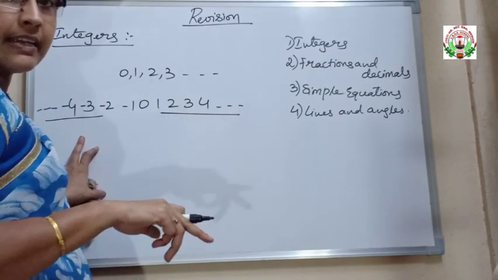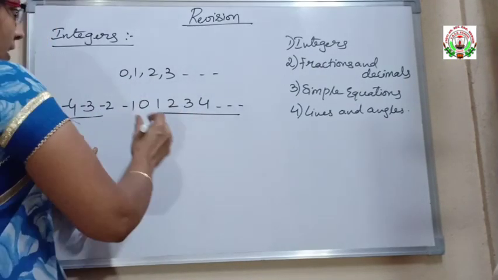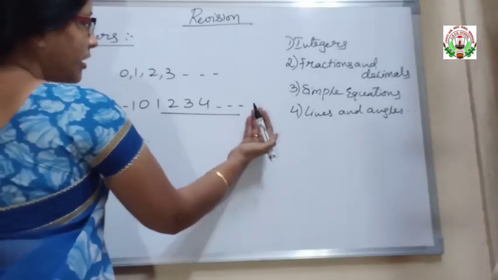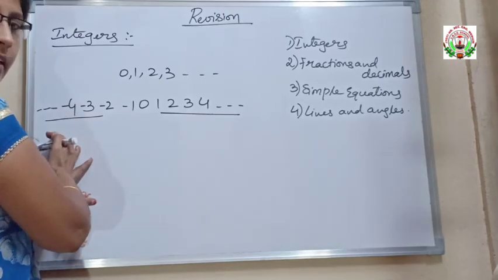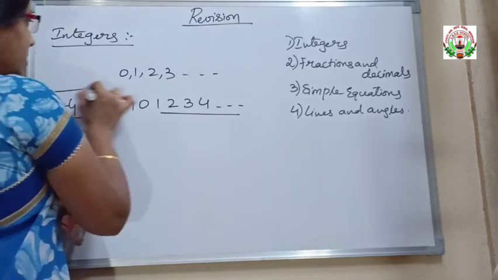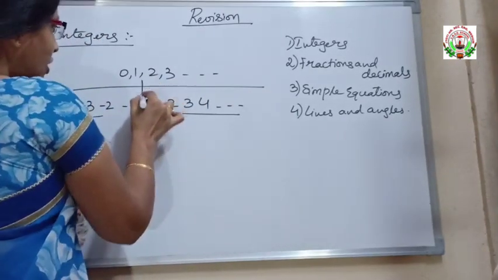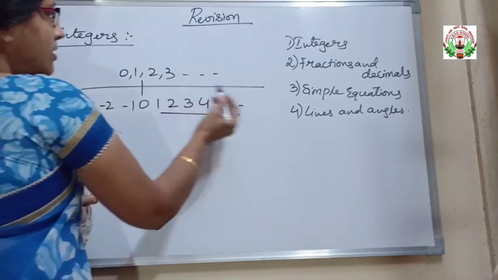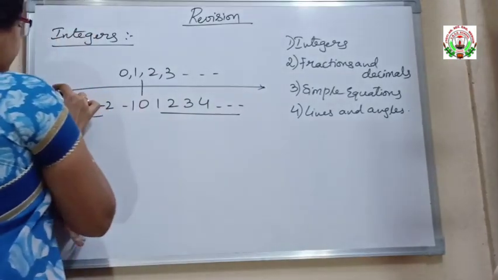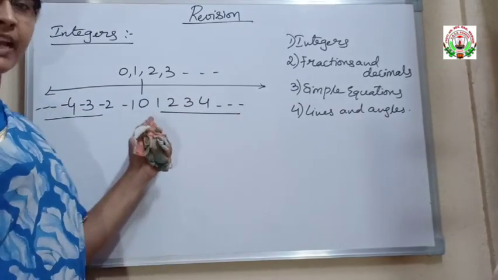And in the last class we have learnt that positive integers come on the right hand side of the number line and negative integers come on the left hand side of the number line. This is your number line. 0 comes in the middle, negative integers on the left hand side and positive integers on the right hand side. This we have learnt.